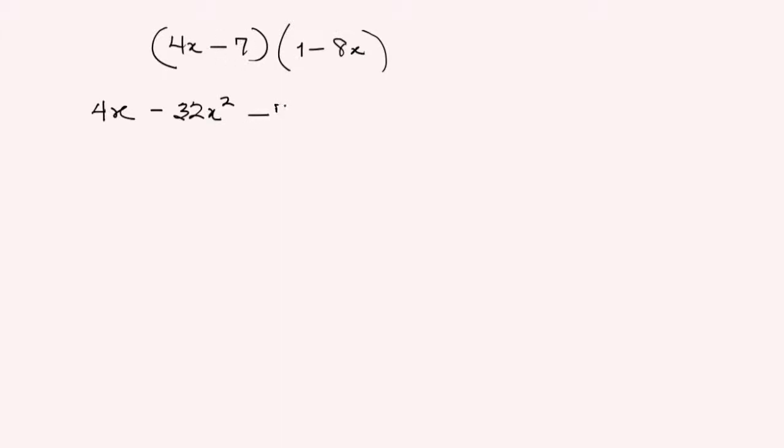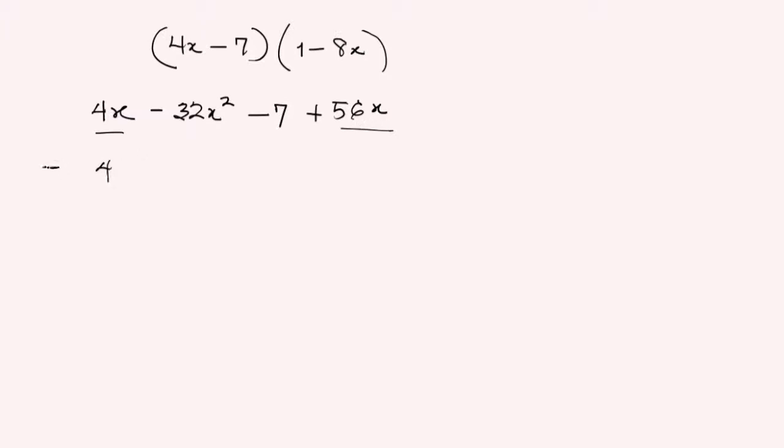Another example, 4x minus 7 multiplied by 1 minus 8x. 4x multiplied by 1 is equal to 4x. 4x multiplied by minus 8x is equal to minus 32x squared. So we move to the second term. Minus 7 multiplied by 1 is equal to minus 7. Minus 7 multiplied by minus 8x is equal to plus 56x. Now we can combine these two, 4x and 56x, because they're like terms.